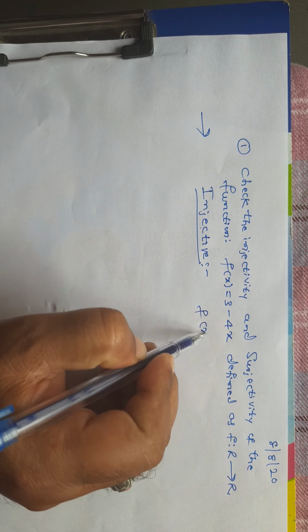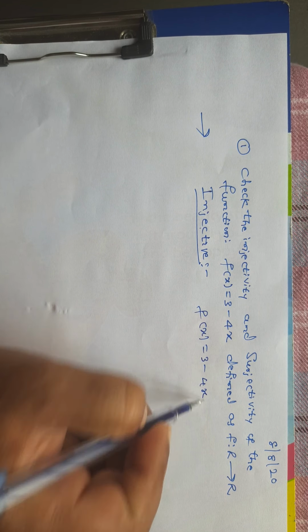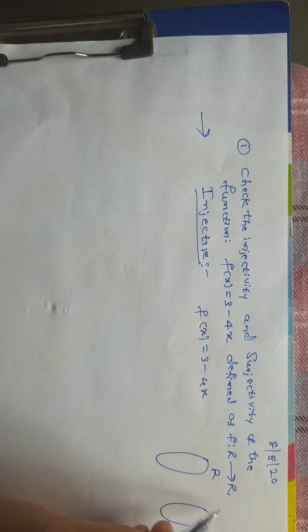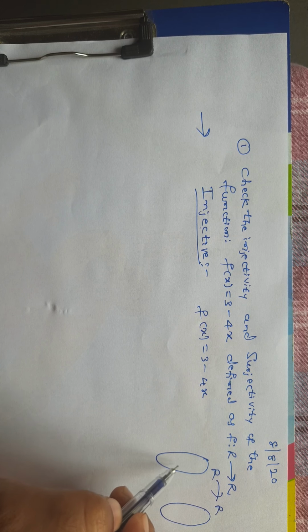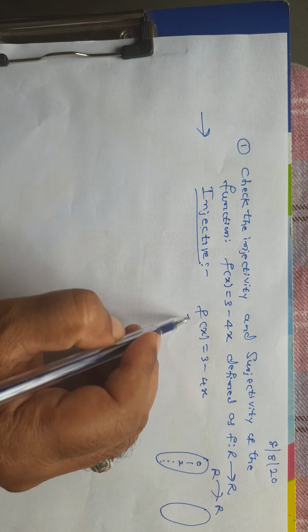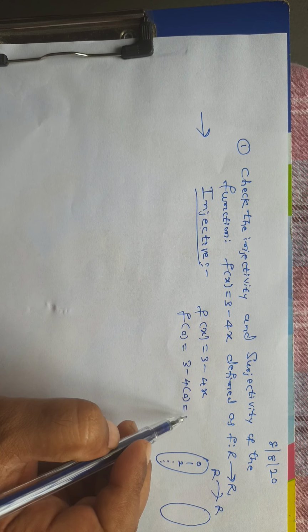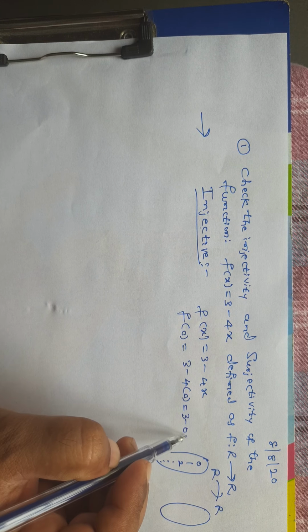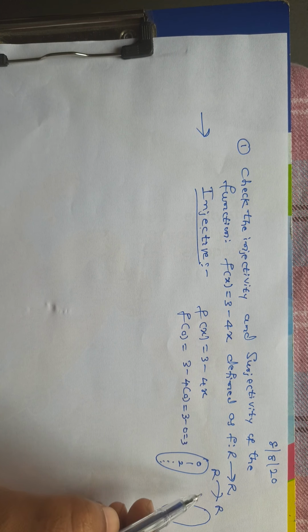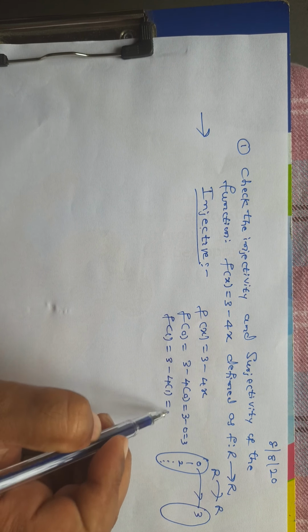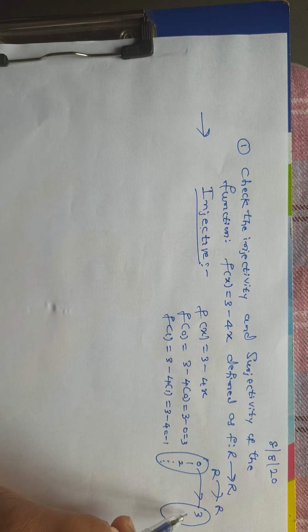So the given function is f of x equals 3 minus 4x, from real numbers to real numbers. We go on giving some values: 0, 1, 2. If I give 0, I get 3 minus 4 into 0, that is 3 minus 0, which is 3. So 0 is assigned to 3. If I give 1, I get 3 minus 4 into 1, that is 3 minus 4, which is minus 1.